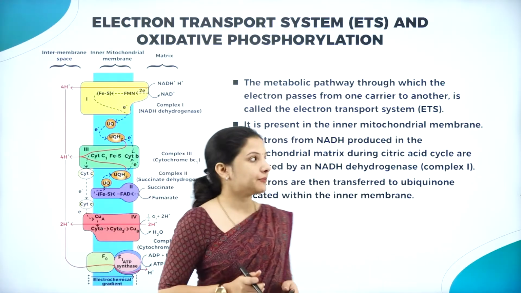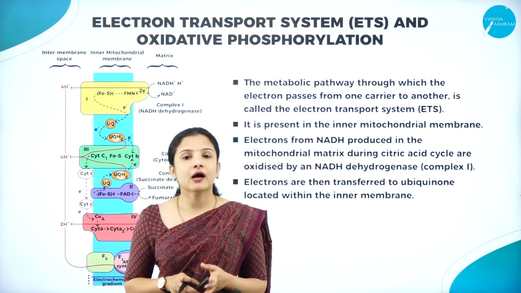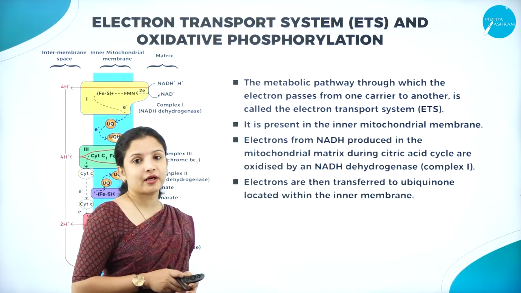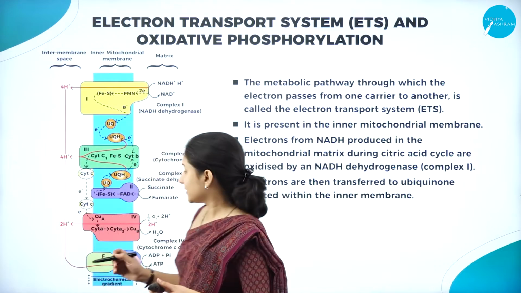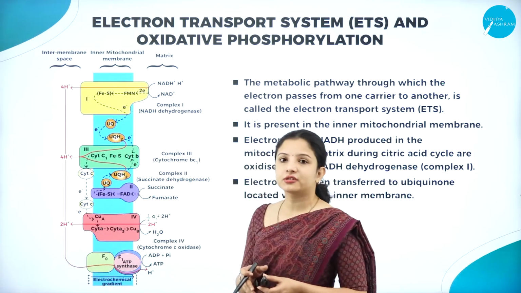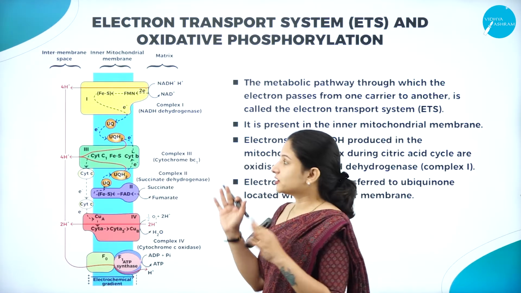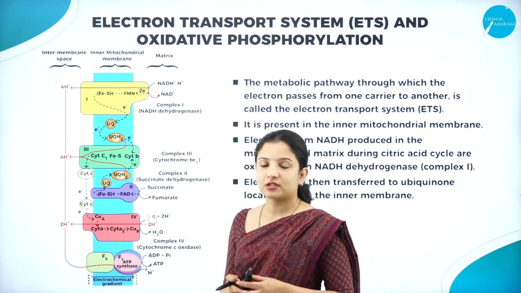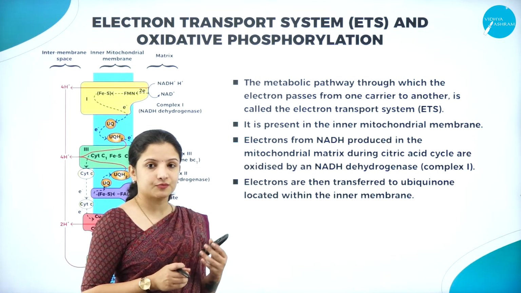So to begin with the chapter, we shall first see what is the electron transport system. I've put the heading here as electron transport system and oxidative phosphorylation, because both go hand in hand. At the terminal stage of the process, oxidative phosphorylation will occur. So that is why both of the topics are put together: electron transport system and oxidative phosphorylation. So let's see what is this electron transport system.